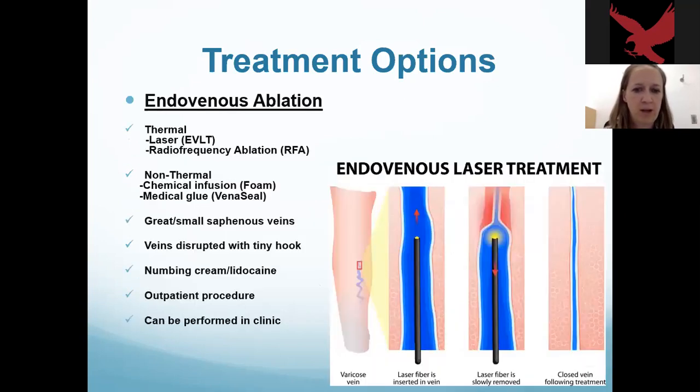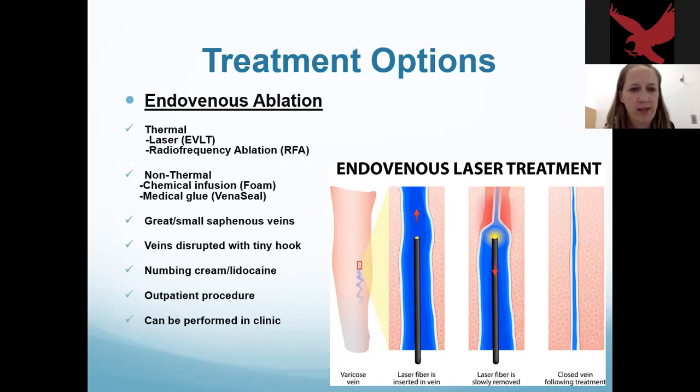This is a procedure reserved for the veins in the leg that travel nearly the full length of the leg. It's called the saphenous vein. There's a great and a small saphenous vein. These are frequently the underlying culprit of most varicose veins and venous disease, and they are treatable. The great saphenous vein runs from your groin to your ankle on the inside of your leg, and your small saphenous runs from the back of your knee to your Achilles tendon on the back of your calf.